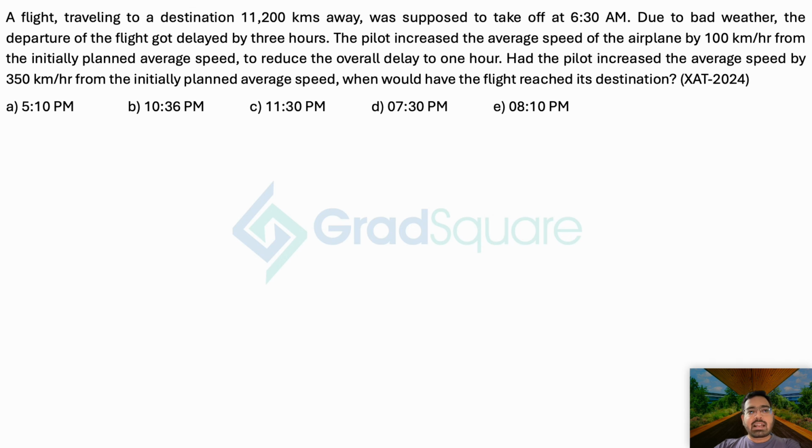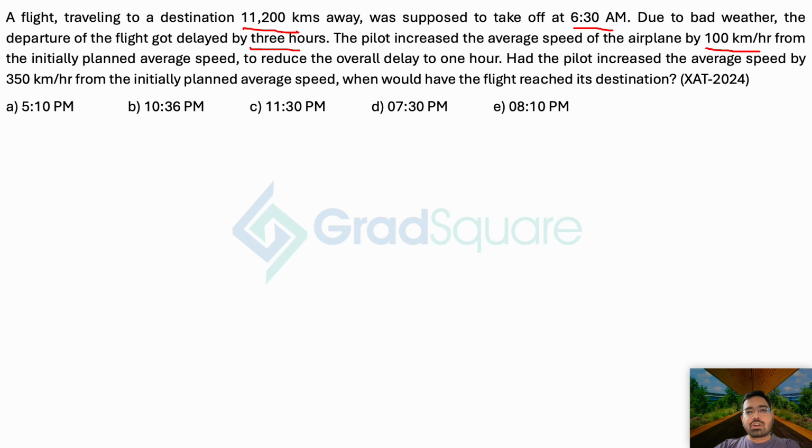A flight traveling a distance of 11,200 kilometers was supposed to take off at 6:30 a.m. Now, because of the bad weather, it is delayed by 3 hours. That means the flight is now taking off at 9:30 a.m. The pilot increased the average speed in order to cover up the delay, and he increases the speed by 100 kilometers per hour from the initially planned speed.